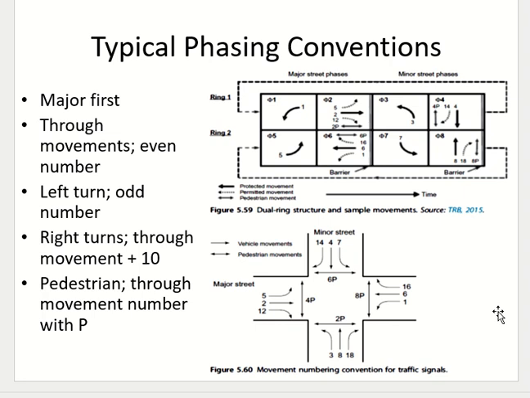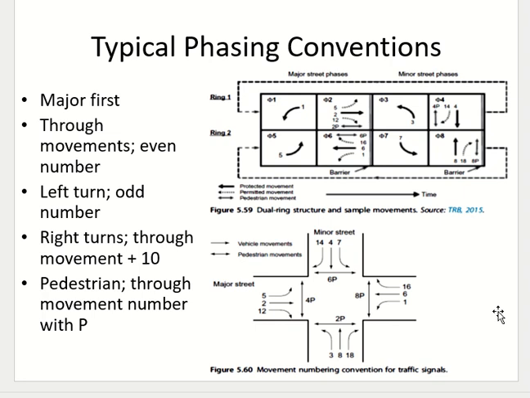Okay. When you draw the phasing plan, there are some notations which they follow just for the sake of uniformity, so nobody gets confused. For example, pedestrian movements are shown with the letter P. So if I see 6P, that means it's a pedestrian movement. If I just see 6, it means it's a vehicle movement.